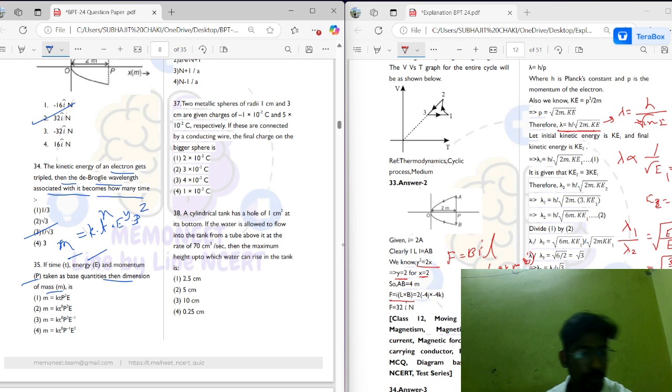When the angle of incidence is 60 degrees at the surface of the glass cavity, the reflected ray is found to be completely polarized. The angle of polarization is given by tan iP, which equals tan 60 degrees, which equals root over 3. Now the velocity of the light: we know that mu equals c by v.